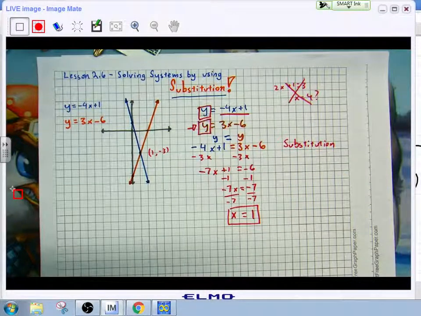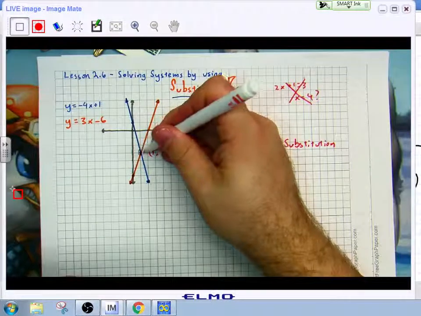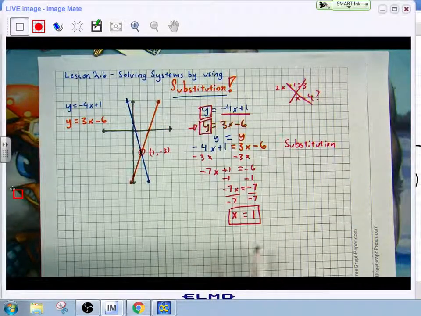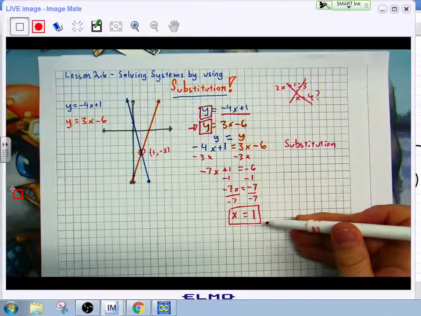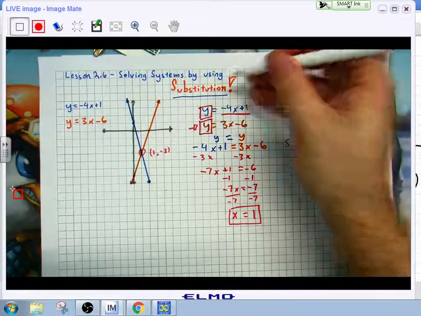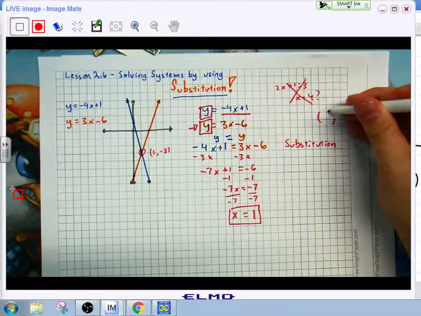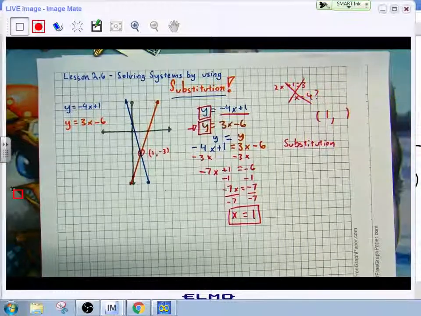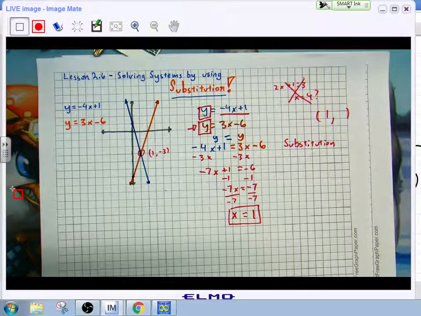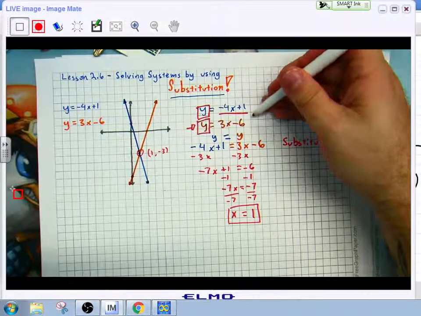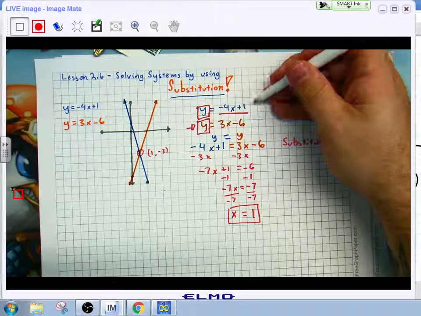I know that the solution to these two equations, the point where they cross, is going to be x equals 1. Well, we know that from graphing, but if we didn't graph, we now know that it's true by doing this. But again, to find a solution, I need the full point. I know my x is 1, but I don't know what my y is. So to find my y, I'm going to take my x and plug it into either equation. Either equation will give me the answer.